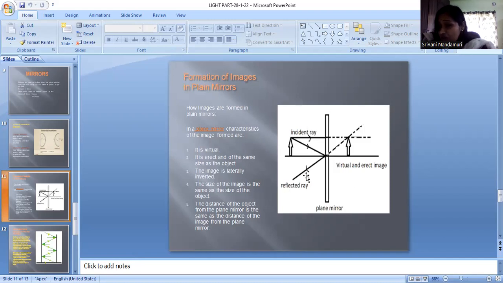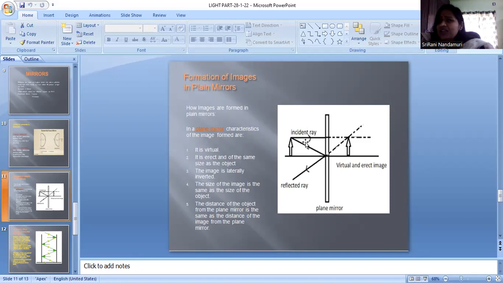Based upon the laws of reflection we have learned, we always draw a perpendicular line. This is the perpendicular line, considered as the normal. The line we have drawn is perpendicular to the plane mirror, and this is called the normal. And this is the incident ray which comes, strikes the object and is reflected back.